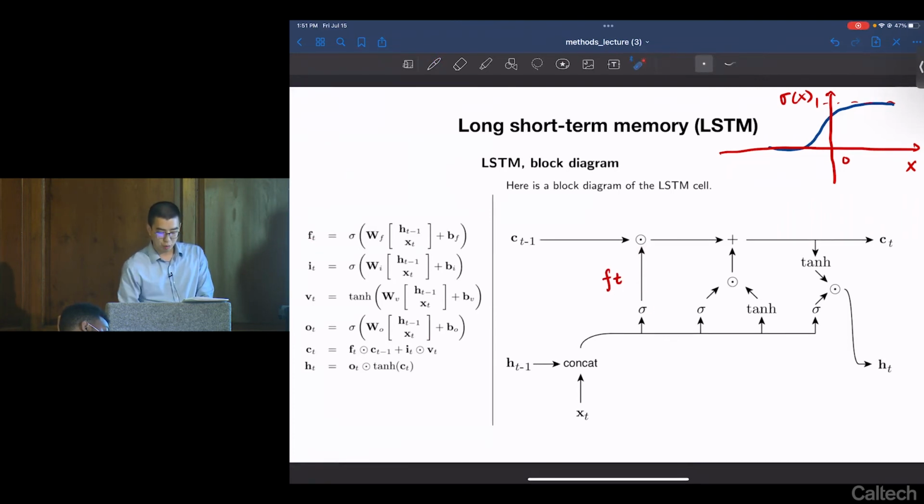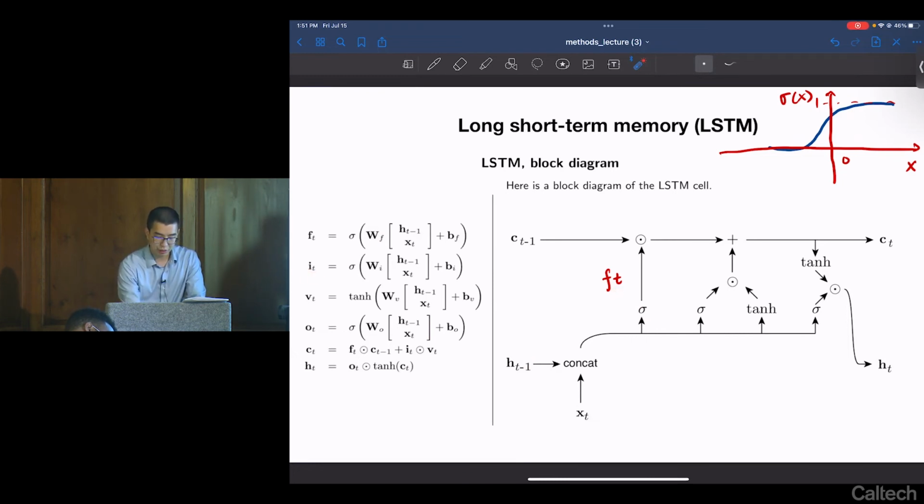It's going to be a sigmoid applied to Wf times this concatenated h of t minus 1 and x of t, and a b of f. So I've taken away the Wf and the b of f, but it's going to be encapsulated in the sigma just to make this diagram as simple as possible. All right, so this is f of t.